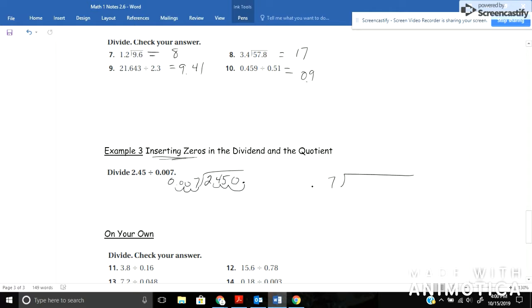So now this becomes 2,450 divided by 7. Okay, 7 goes into 24 3 times, which is 21. Subtract, get 3, bring down my 5. 7 goes into 35 5 times, which is 35. 0, bring down my other 0, and 7 goes in there 0 times. So 350 would be my answer. So be careful, once in a while you'll have to add in a 0 in the dividend.